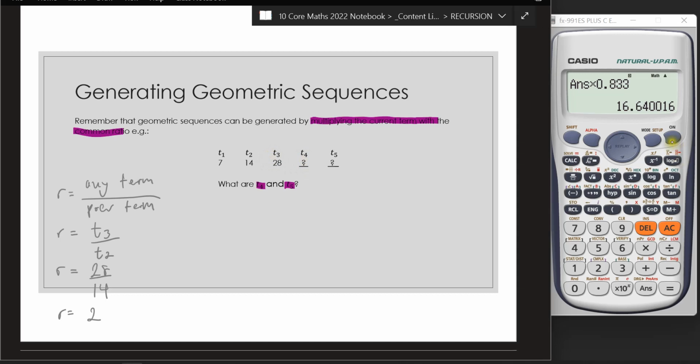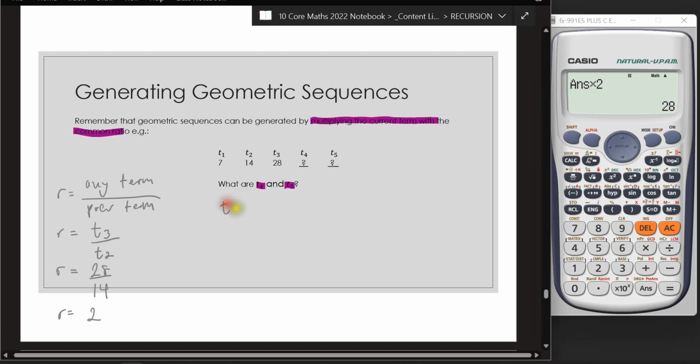So let's test that. So 7 is my first term. Multiply by 2, because that's my common ratio. So if I press enter, I should get term number 2, which is 14. Term number 3, which is 28. So now I need to figure out what is term number 4. So term number 4 is going to be 28 times 2. Okay, because I'm multiplying by 2 each time, yeah?